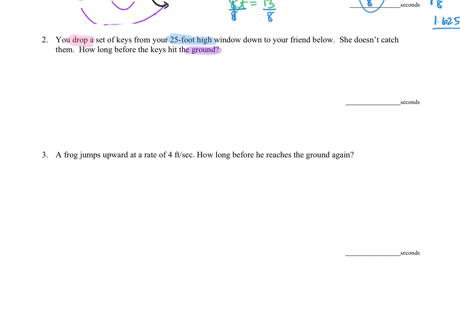Well, we want to know how long it's going to take before these keys hit the ground. They're hitting the ground. The final height is 0. It said that she dropped these keys. So she dropped them. There's no initial velocity. If the initial velocity were 0, this whole thing cancels out. We don't even have to deal with that term, which is really nice. And then finally, it's a starting height. It's a 25-foot window.